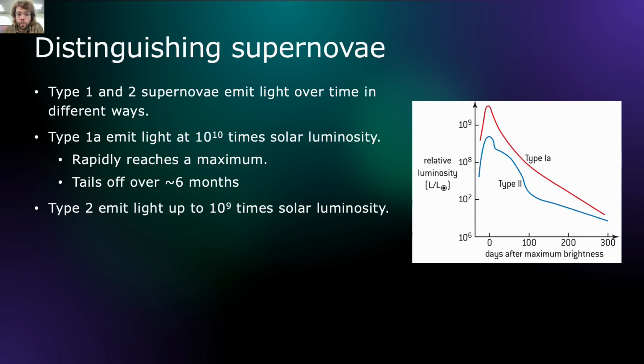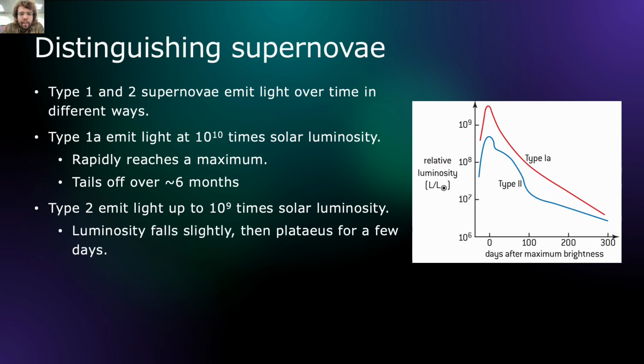Now, the type 2 supernova emits light a little bit less bright than the type 1a, about 10 to the 9 times solar luminosity. And then the luminosity falls slightly, then plateaus slightly as well for a few days, and then it falls rapidly after it plateaus. So there's a big difference here between how light is emitted in these two supernovae. And this is how astronomers distinguish these two types of supernovae.